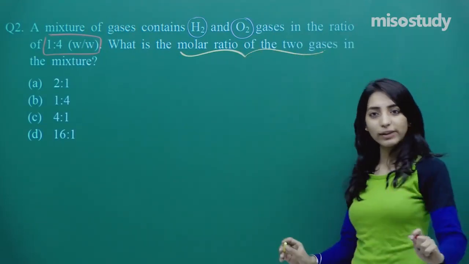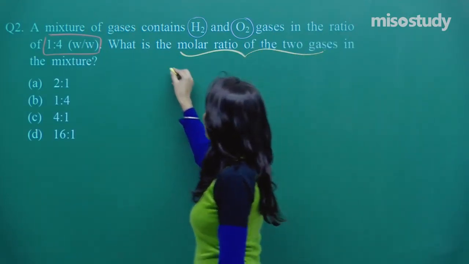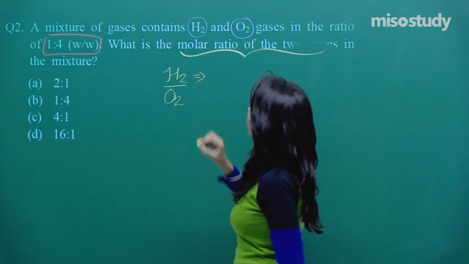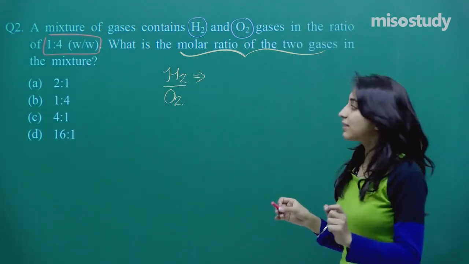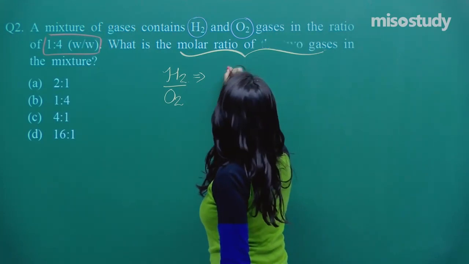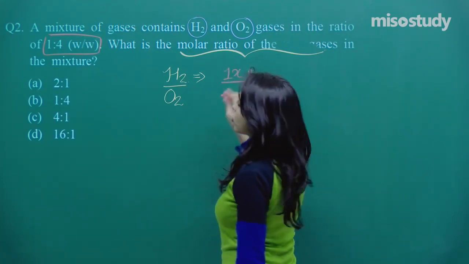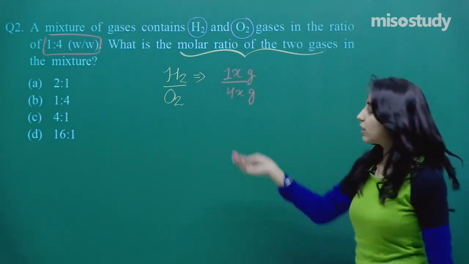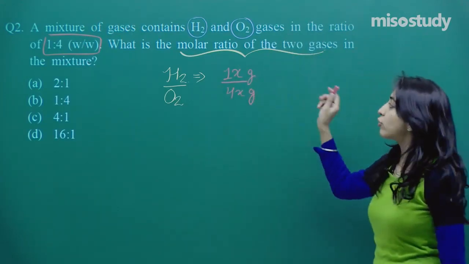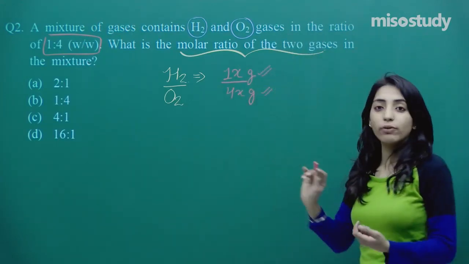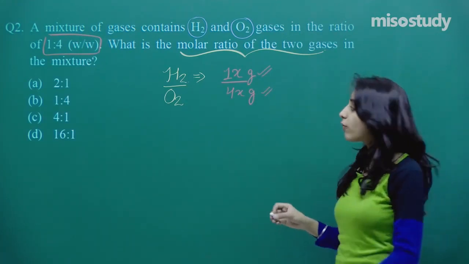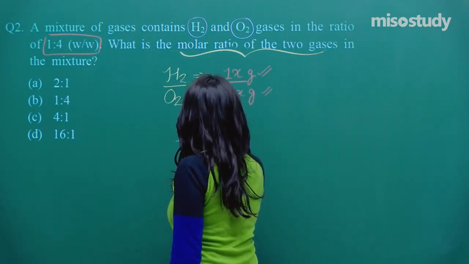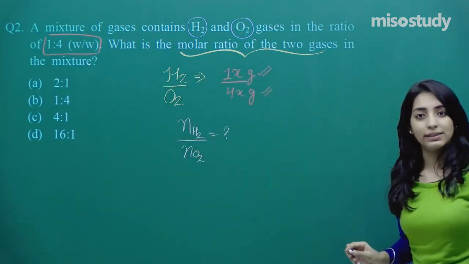It's a pretty simple question. You have hydrogen and you have oxygen, and the ratio of their weights is given to be 1:4. So let us say you have 1x grams of hydrogen and you will have 4x grams of oxygen. So the ratio of weights of hydrogen and oxygen is 1:4. I am just taking 1x and 4x. Now we need to find out the molar ratio, like the number of moles of hydrogen to the number of moles of oxygen.